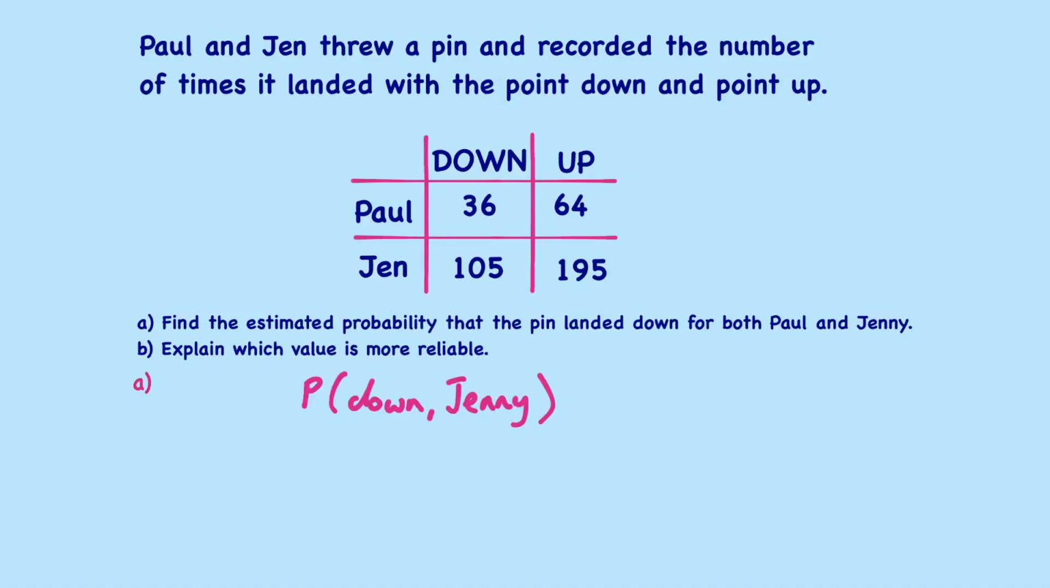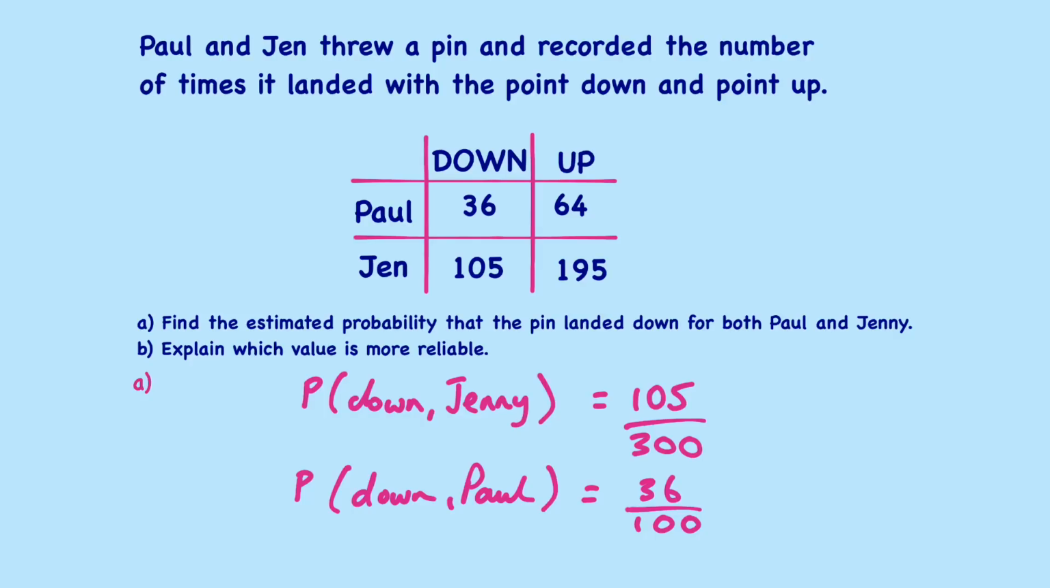So let's have a look first at the probability that the pin lands down for Jenny. That is 105 times that it landed down out of a possible 300 times. And then for Paul, it landed down 36 times out of a possible 100 times.